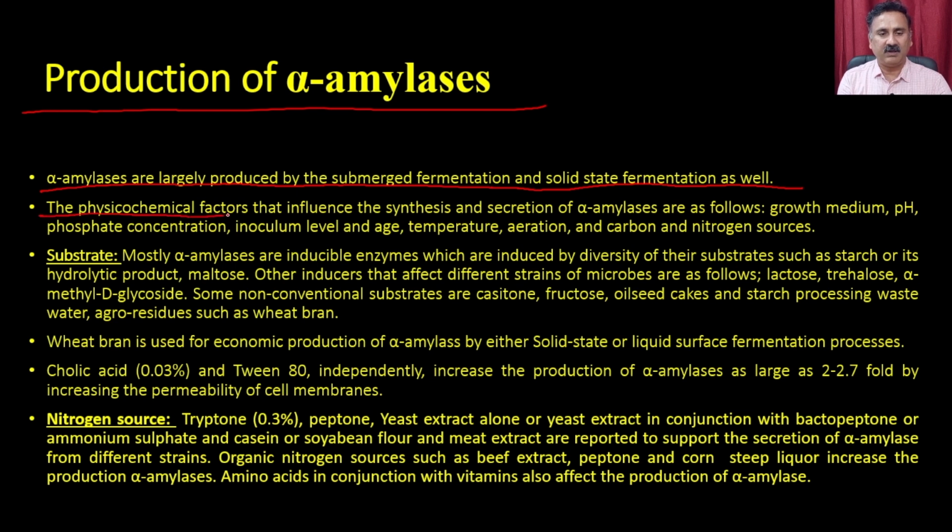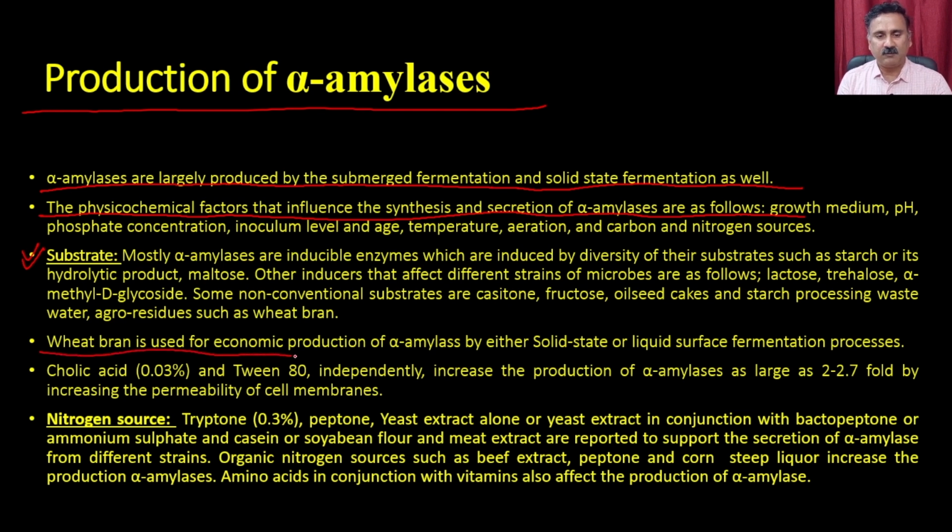The physiochemical factors that influence the synthesis and secretion of amylases are as follows: the growth medium, pH, phosphate concentration, inoculum levels, age, temperature, aeration, and carbon and nitrogen sources. You can use different types of substrates, because you know that the substrate is going to stabilize the enzyme, and that's how they can also be used in enzyme production.